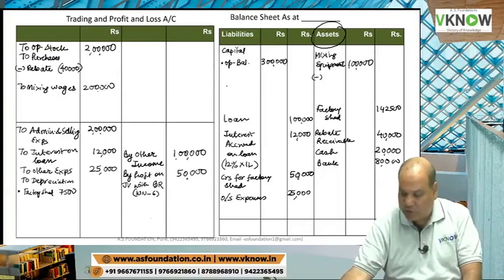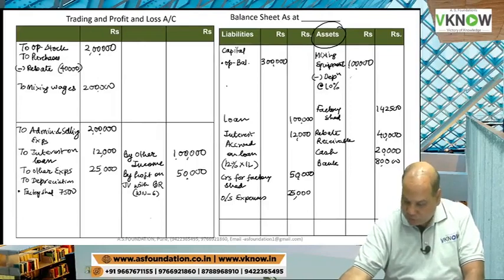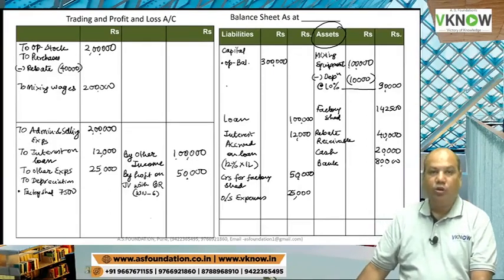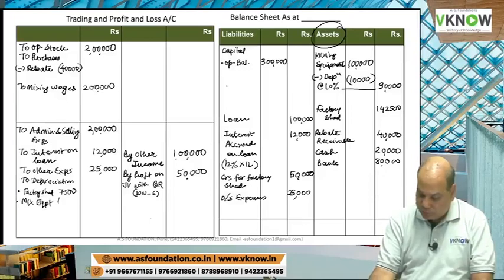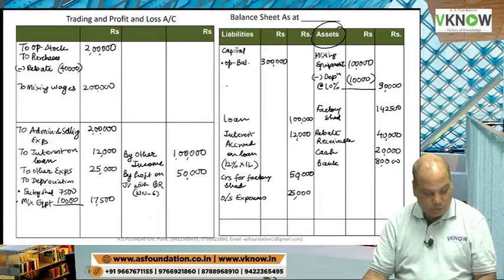On mixing equipment the depreciation rate is 10%. Balance sheet asset side, mixing equipment less depreciation at the rate of 10%. So that comes to 10,000. Outer column 90,000. P&L account debit side depreciation on mixing equipment 10,000. Total depreciation 17,500.